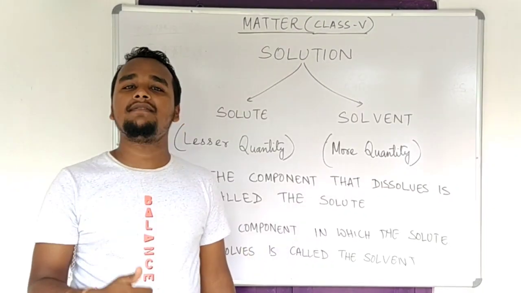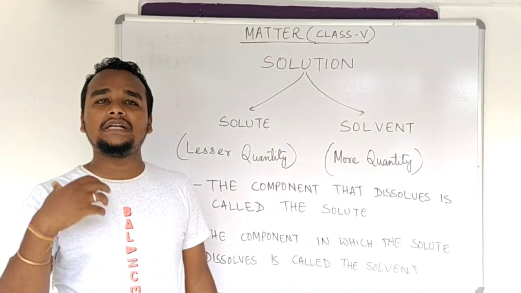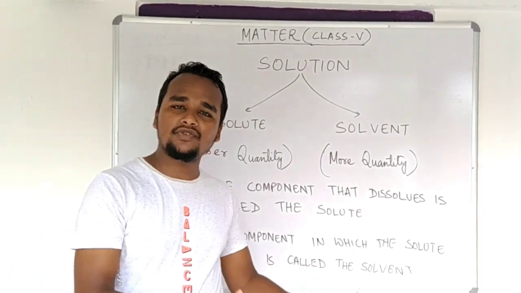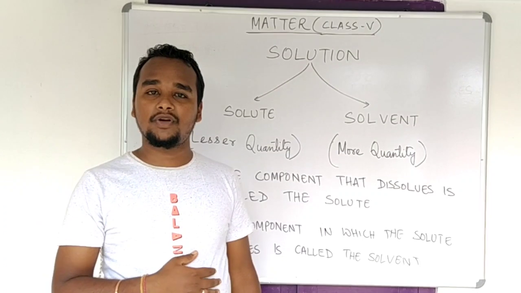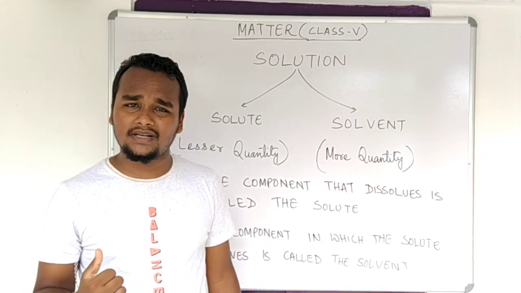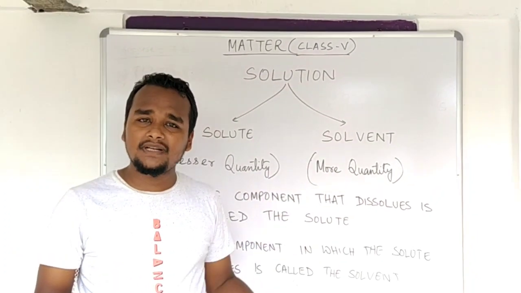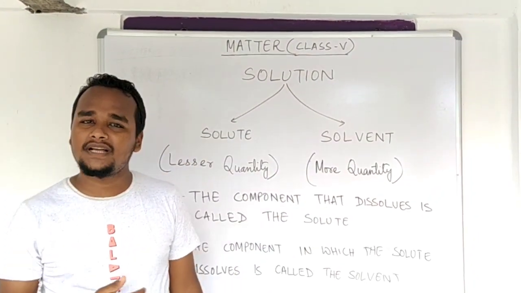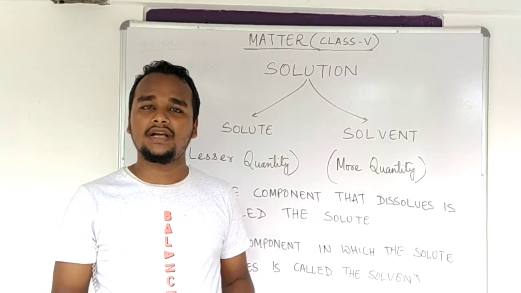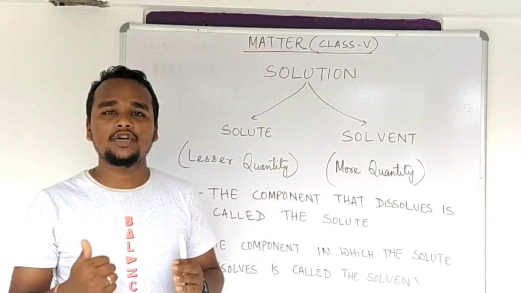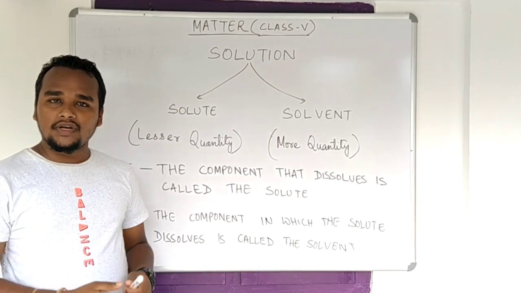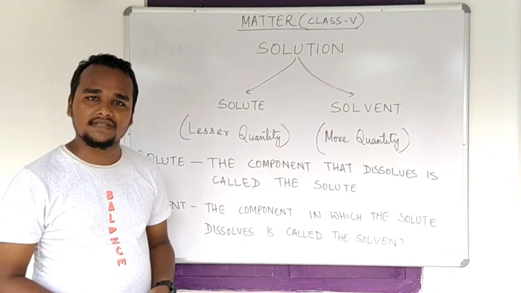Similar to that example, we have sugar solution. We can call the dissolution of sugar in water a sugar solution. Lemon juice in water is also a solution, because to prepare lemon juice we need the extract of lemon and water. So the lemon extract will be the solute and water will be the solvent. I hope you have understood what a solution is and what the components of a solution are, with the help of examples.